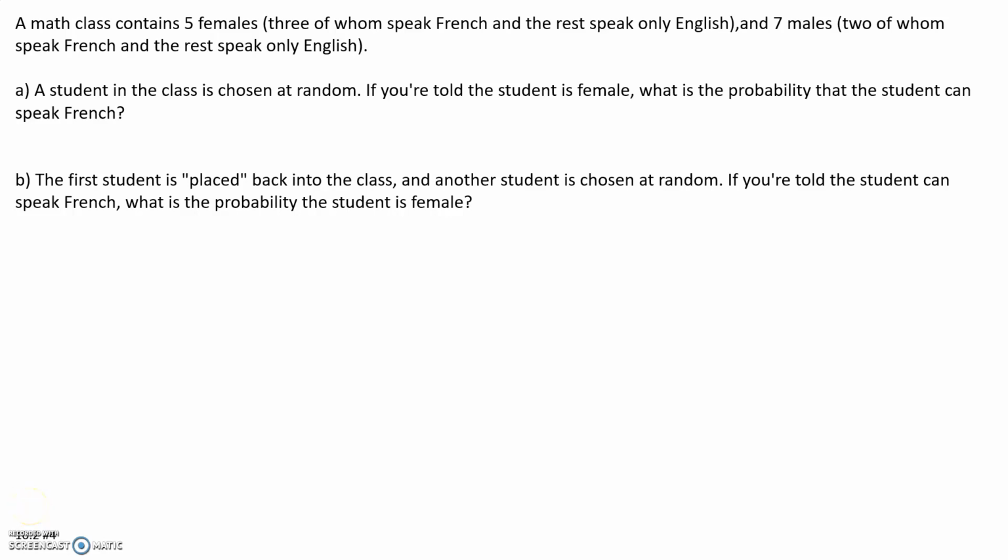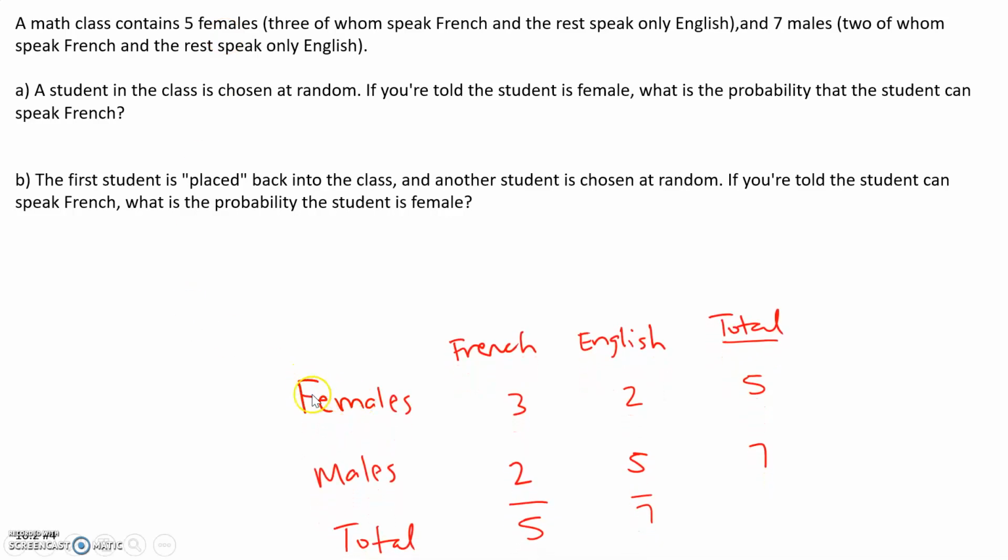A math class contains 5 females, 3 of whom speak French and the rest speak only English, and 7 males, 2 of whom speak French and the rest speak only English. Before we even start the problem, I'm going to make a table to organize this information. I'm going to make the table with females and males on one side, and French and English on the other side.